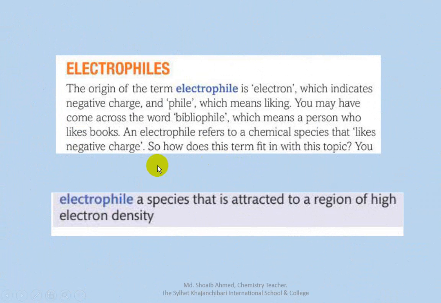Okay, an electrophile is a chemical species that likes regions of high electron density. Electrophiles are positive species. Electrophile means electron-liking; phile means liking. They like negative chemical species, so it must be a positive chemical species, one that attacks a region of high electron density. Examples are positive ions like H plus, the hydrogen ion, and CH3 plus. They are electrophiles.